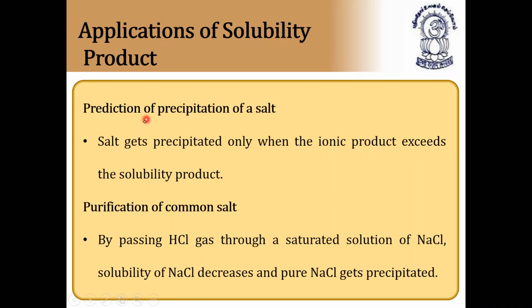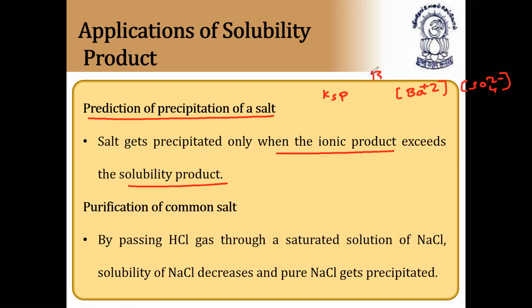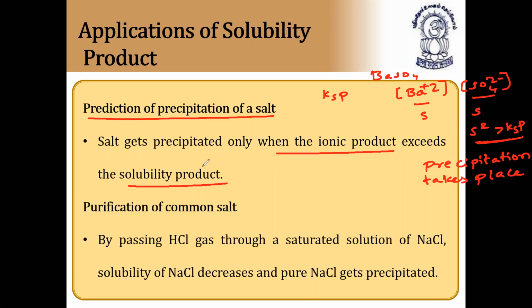Next, applications of solubility: prediction of precipitation of a salt. The first application is helping in the prediction of precipitation of a salt. A salt gets precipitated only when the ionic product exceeds the solubility product. For example, ionic product means the concentration of barium ions times sulfate ions for barium sulfate solution. If this ionic product, S square, is greater than Ksp, and the ionic product exceeds the solubility product Ksp, then precipitation takes place, due to the common ion effect. Please note it down: if the ionic product exceeds the solubility product, precipitation takes place.